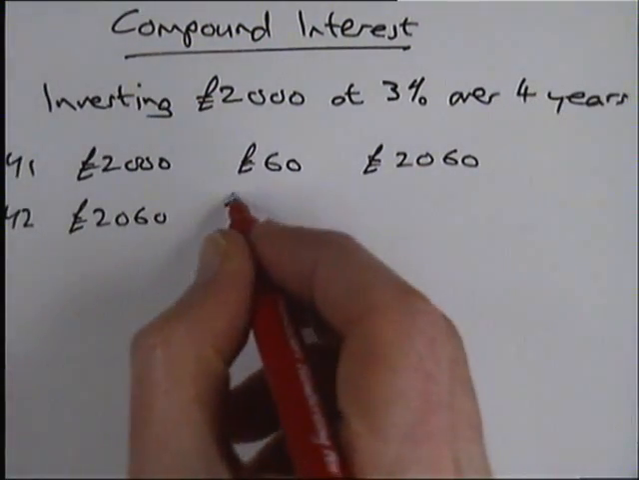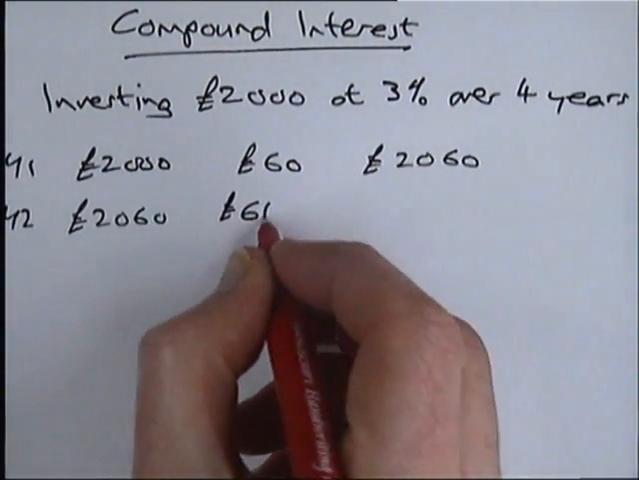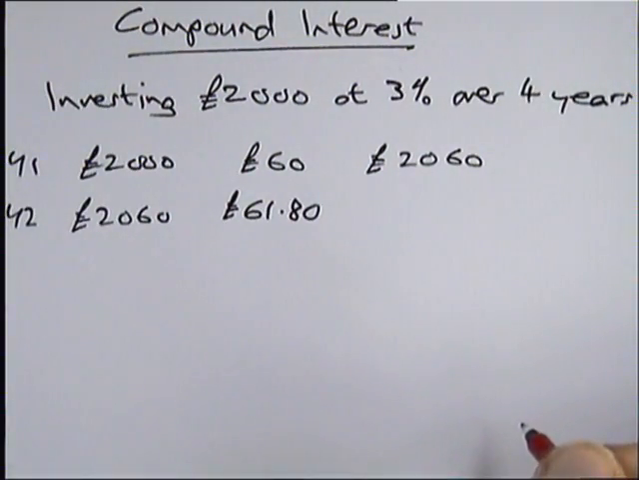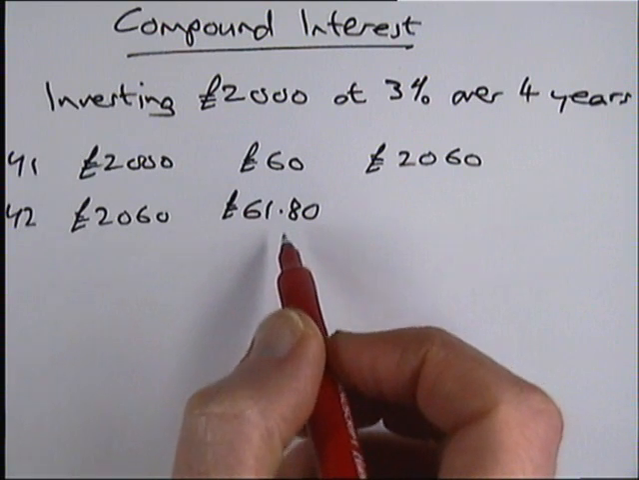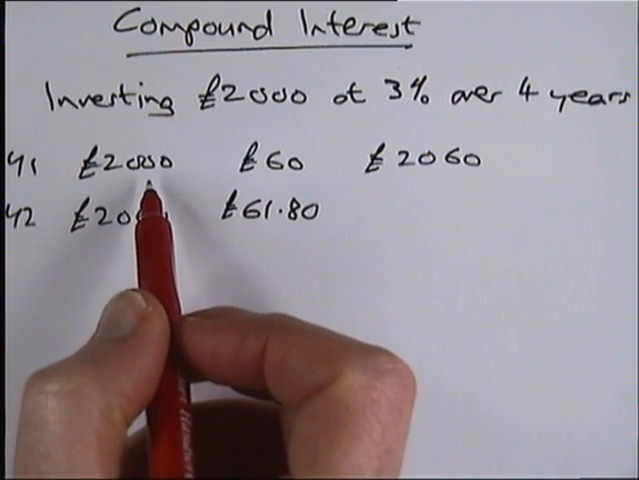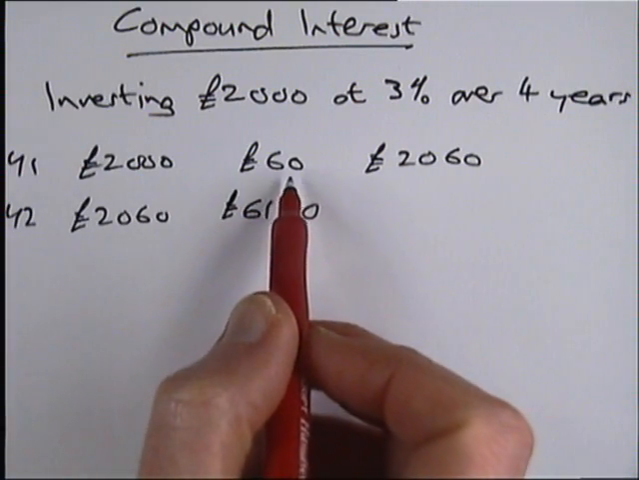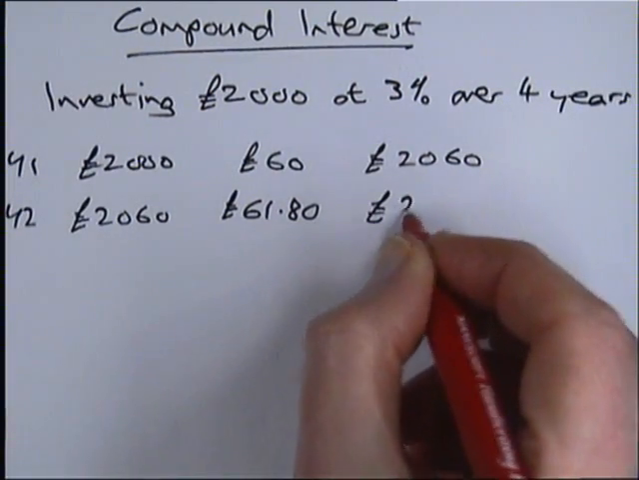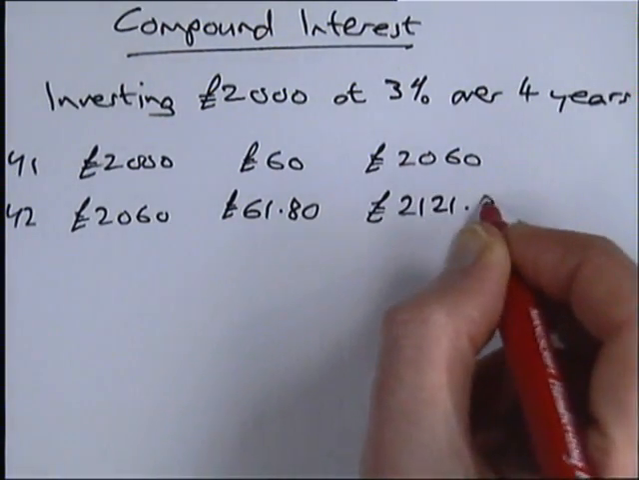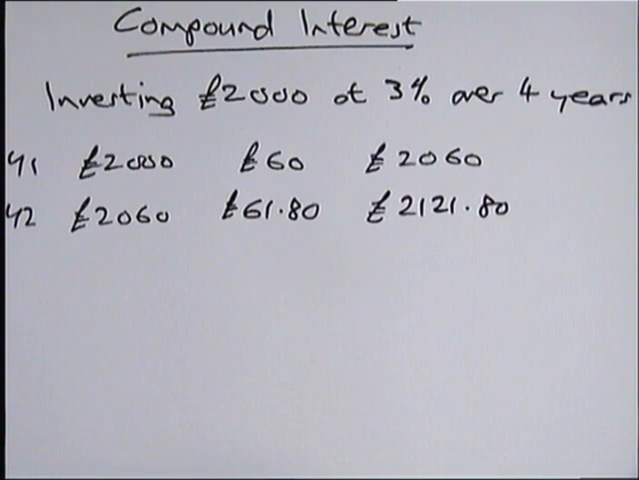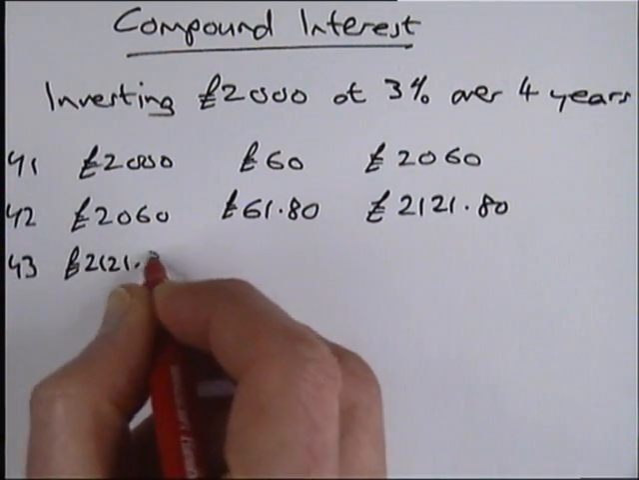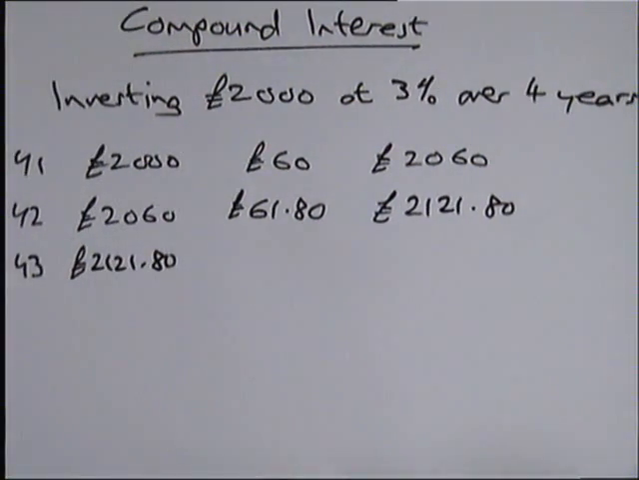If you do that, you should find the interest has gone up. Your calculator should say 61.8, which is £61.80 in money. So we have more interest this time, because as well as having interest on the original £2,000, we're also having interest on this amount of interest up here. So if I add those two amounts together, I should get £2,121.80. That's the money that we have in our investment now at the end of year 2. So it's also the amount we have at the beginning of year 3, because that's the same point in time.